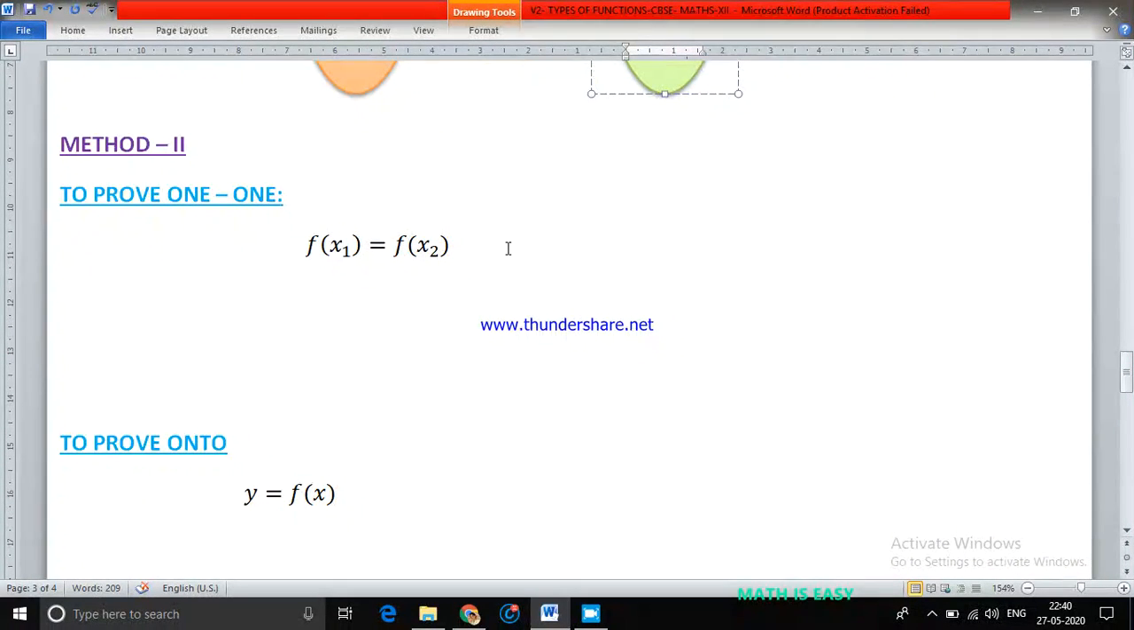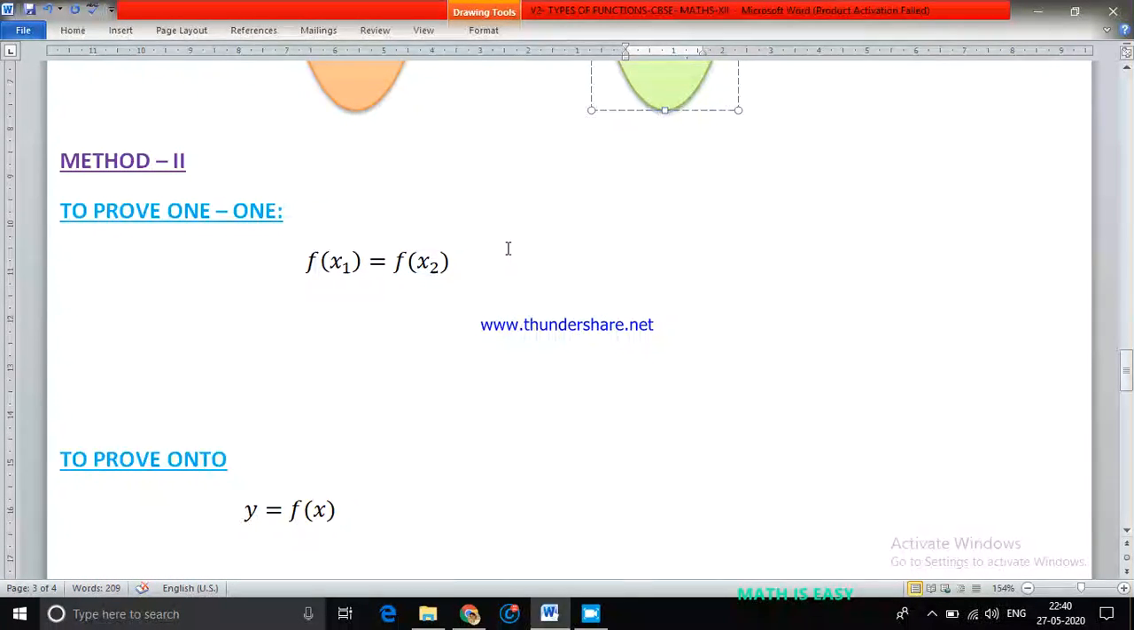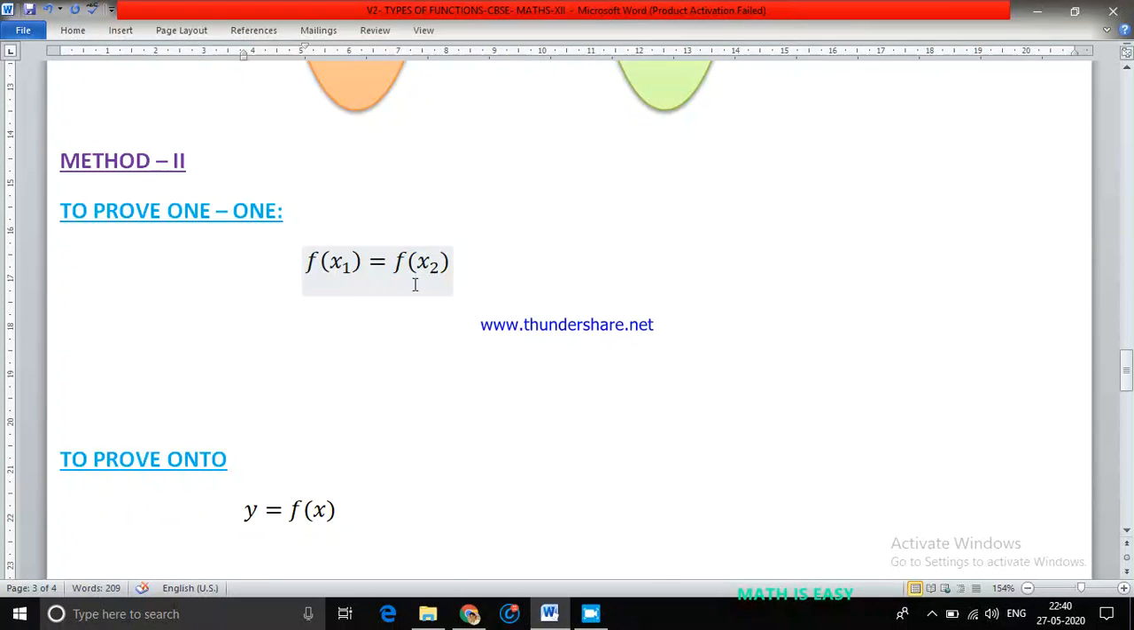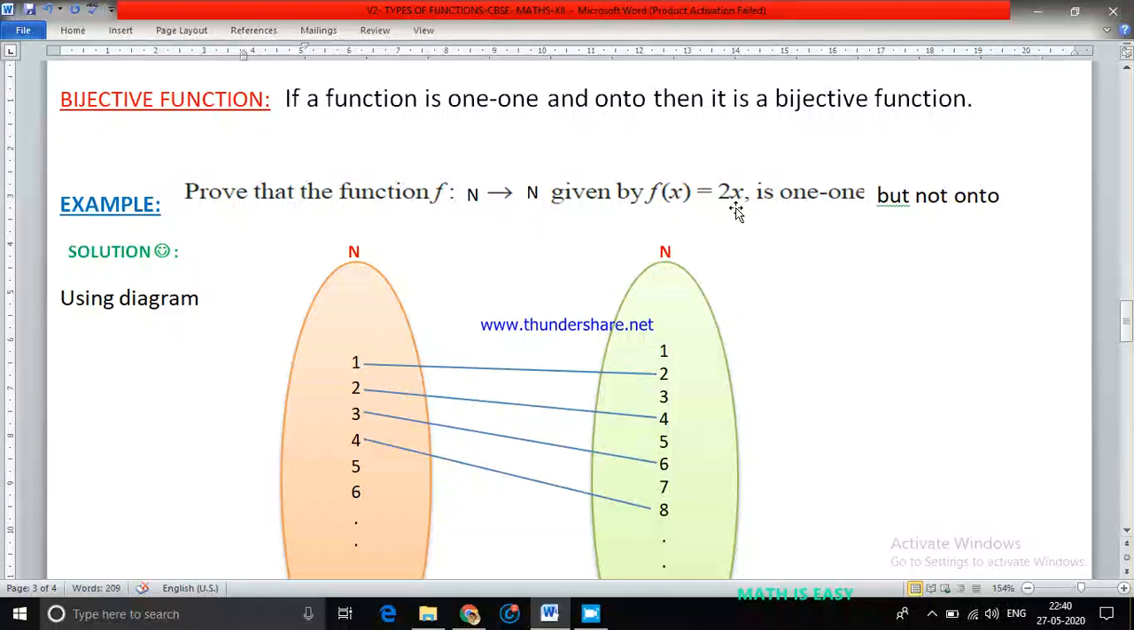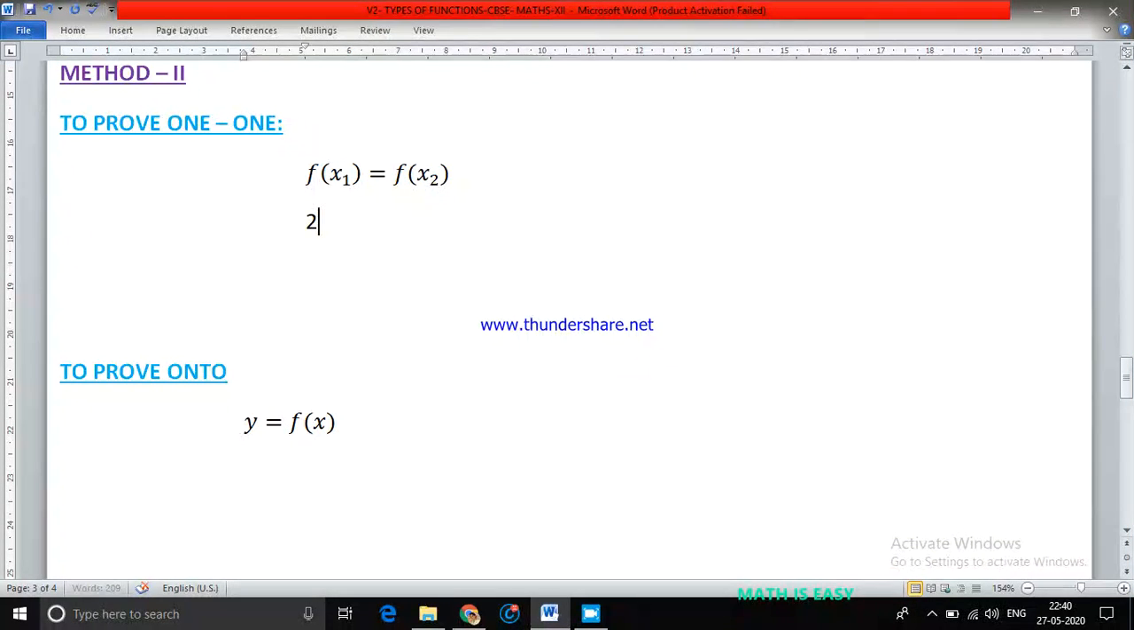f of x1 equals f of x2. What I am taking here is that two images are equal. Now f of x1 equals f of x2. What is f of x given? f of x is 2x. Now if I have f of x1, then I'll get 2x1, which will be equal to, now f of x2 means 2x2. So 2 times x1 equals 2 times x2.